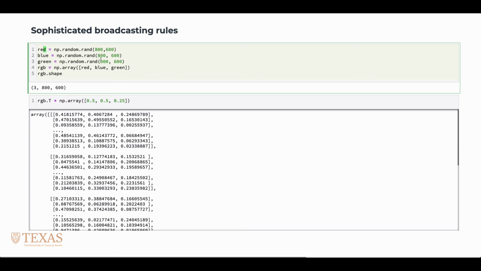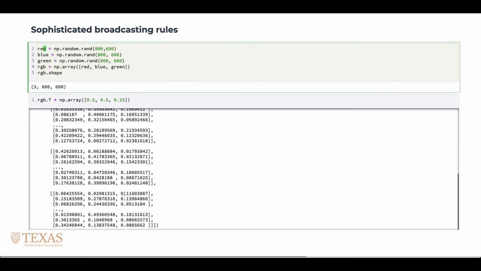We're going to use those 3 arrays to create another dimension of an array we'll call RGB. And so if we look at the shape of RGB, it is 3 by 800 by 600. We can then transpose that array to make it 800 by 600 by 3. And so the outer dimension is then 3, and we can multiply by a 1 by 3. So in this case, we'll multiply by a half, a half, and a quarter. And that multiplication is broadcast against the whole array. So the red is multiplied by a half, the blue is multiplied by a half, and the green is multiplied by a quarter.